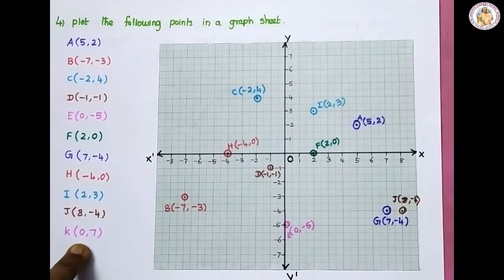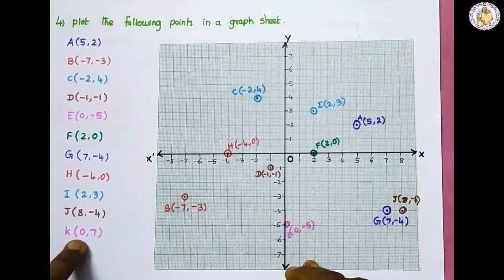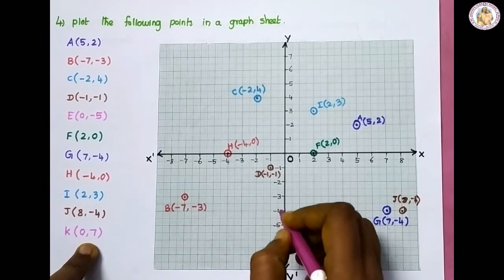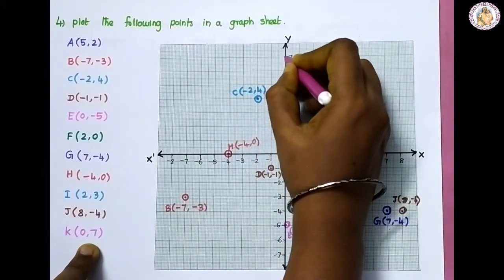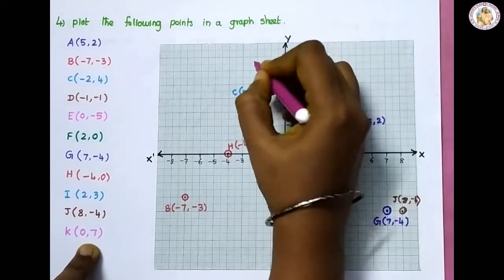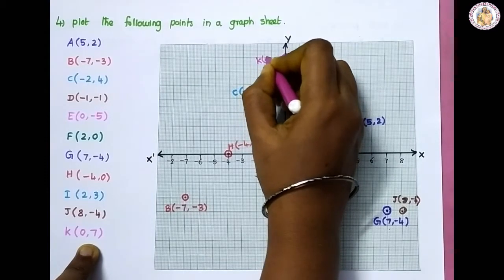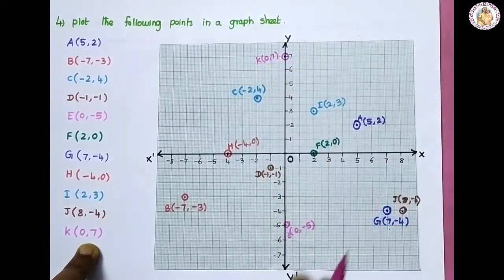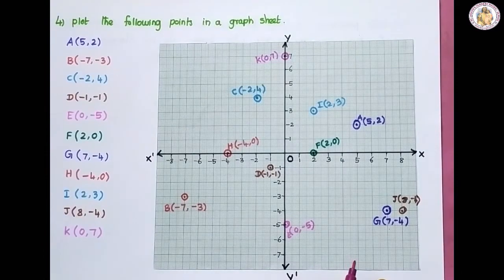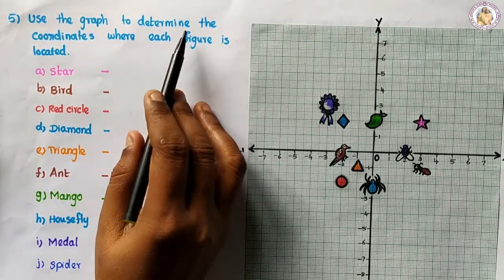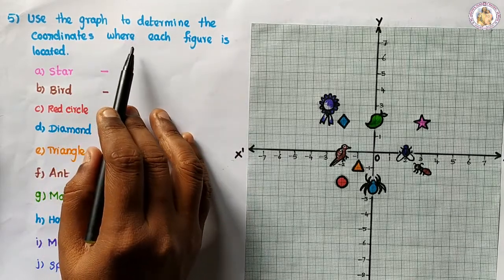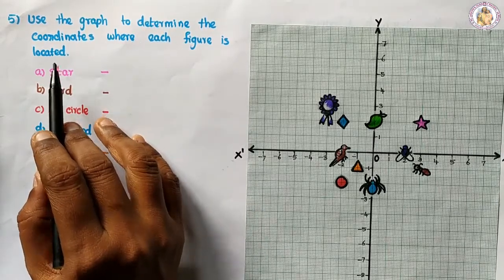And then K, 0 comma 7. X-axis is 0, that lies on the y-axis. So plus 7 means upwards. This is K, that is 0 comma 7. So that's all. The sum. Fifth one, use the graph to determine the coordinates where each figure is located.